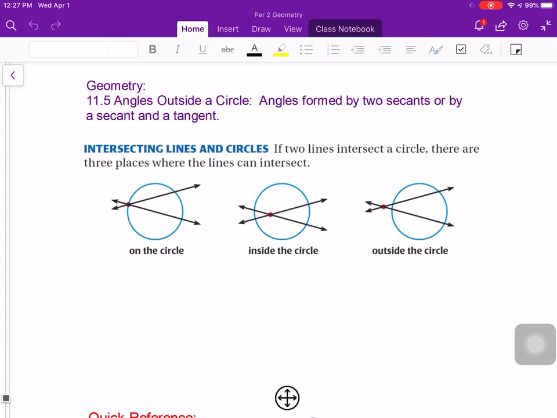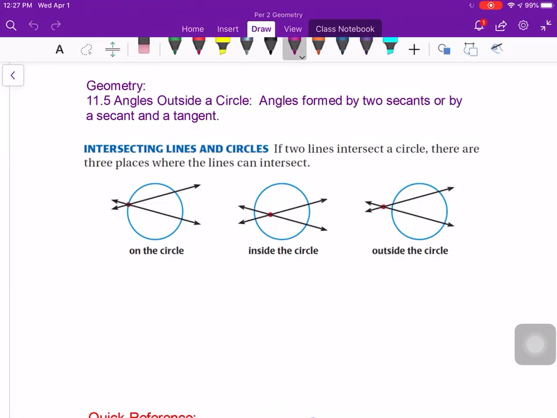Okay, the last section that we're going to cover in Chapter 11, the last type of angle, is an angle that's on the outside of a circle. But let's just recap the ones we've talked about so far. Now, of course, there were central angles. A central angle was an angle that had its vertex at the center of the circle. That's where it gets its name. And the measure of a central angle was equal to the measure of its arc.